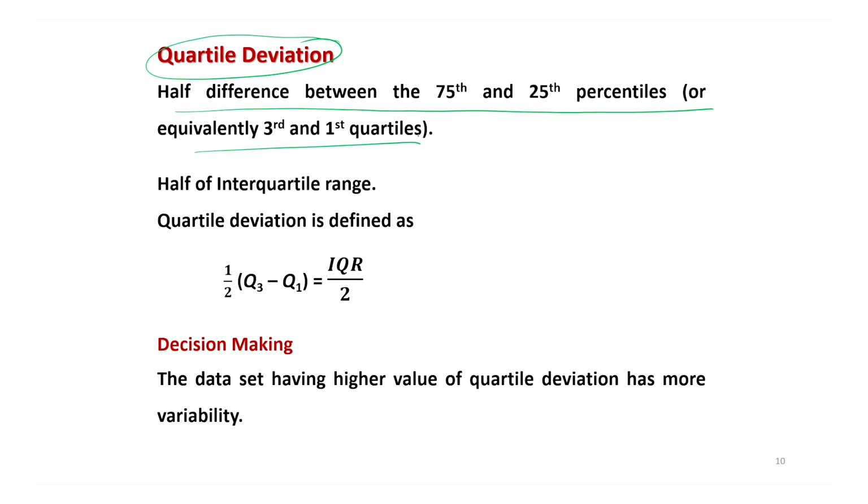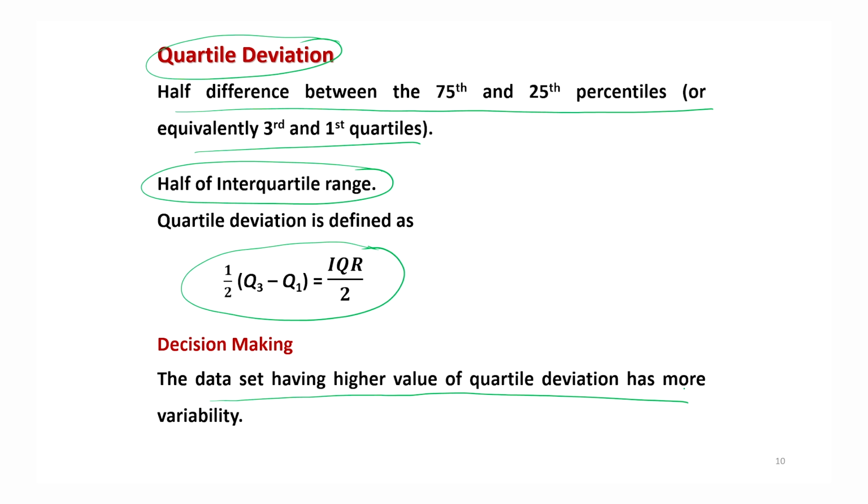So essentially it is only half of the interquartile range, and quartile deviation is defined as half of the interquartile range, that is IQR divided by 2, which is equivalent to (Q3 minus Q1) divided by 2. And in order to make decisions, we had understood that any data set having a higher value of quartile deviation is supposed to have more variability, higher variability. So this is the same concept that we considered earlier.